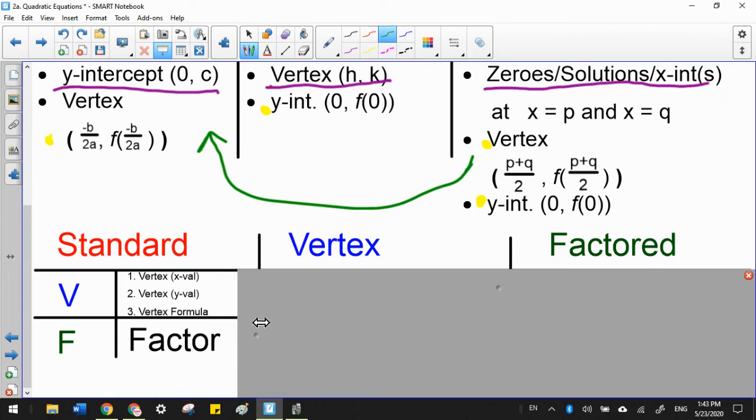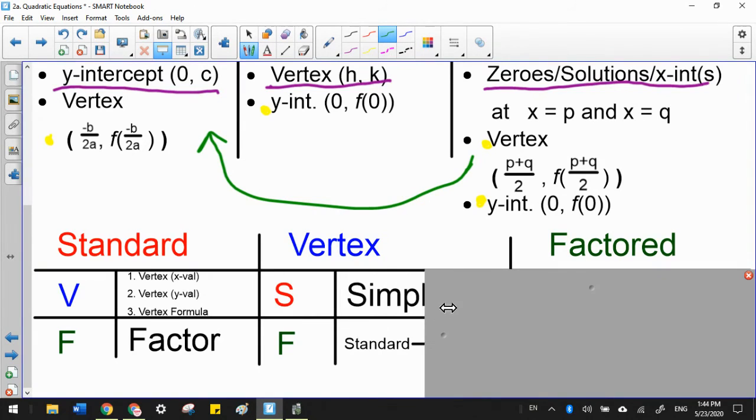For you to go from standard form to vertex form, you need to first find the x value for the vertex, which you know how to do, then find the y value for the vertex, and then you need to plug it into the vertex formula based on the way you memorize it. For you to get from standard to factored, you just need to factor the standard form that you already have until it looks like factored form.